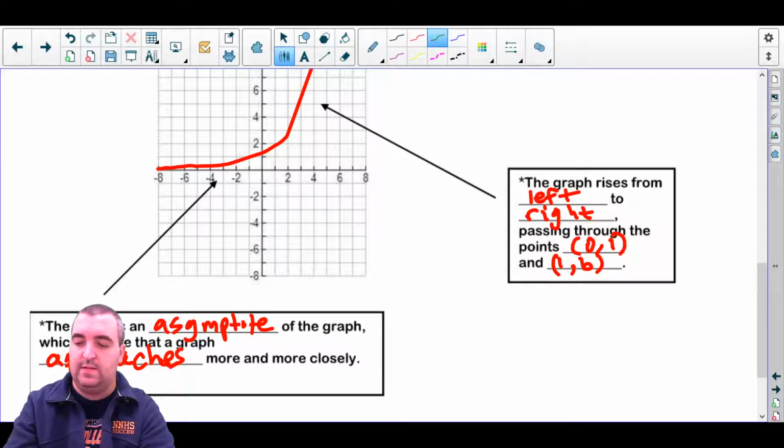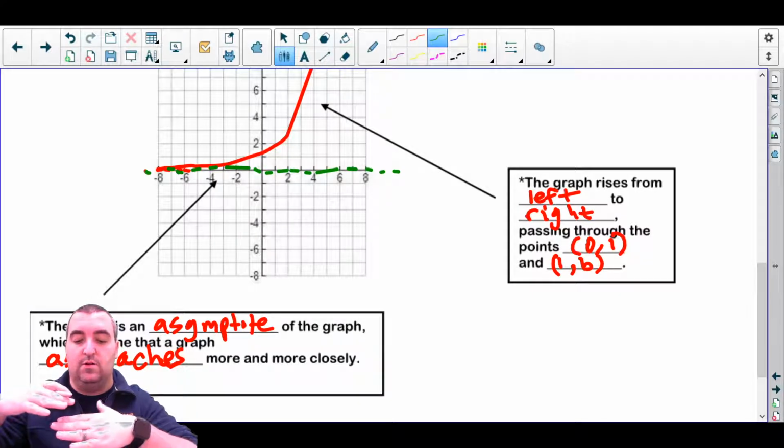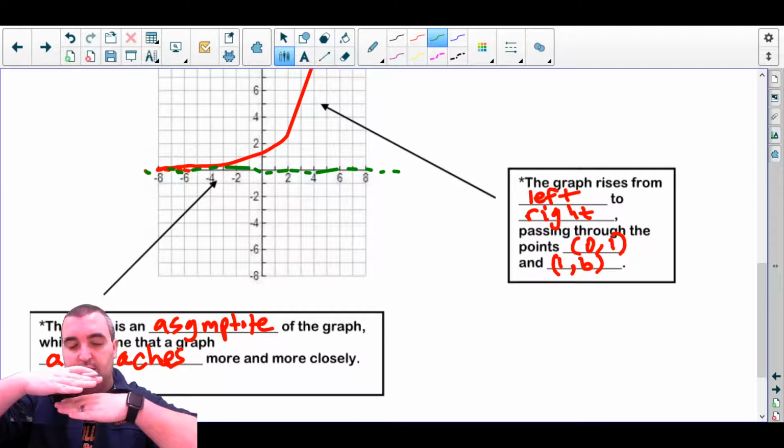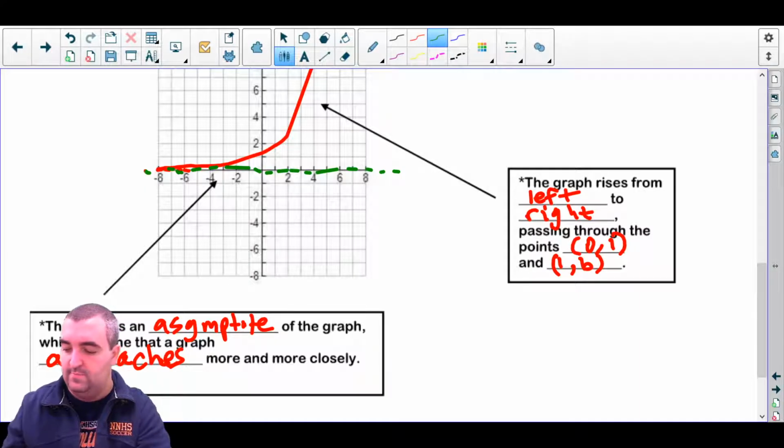And usually what we like to do to identify those is to put a dotted line wherever that asymptote is, because that's kind of telling us, oh, I'm going to be approaching it and getting closer, but I'm not ever going to touch it.